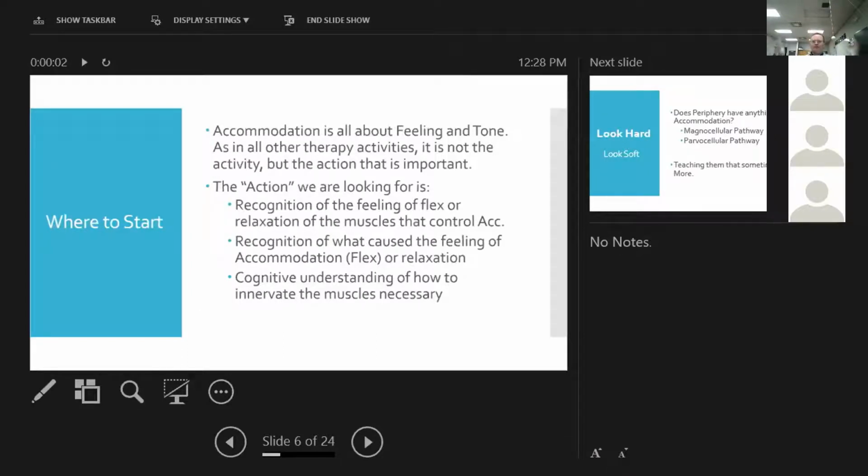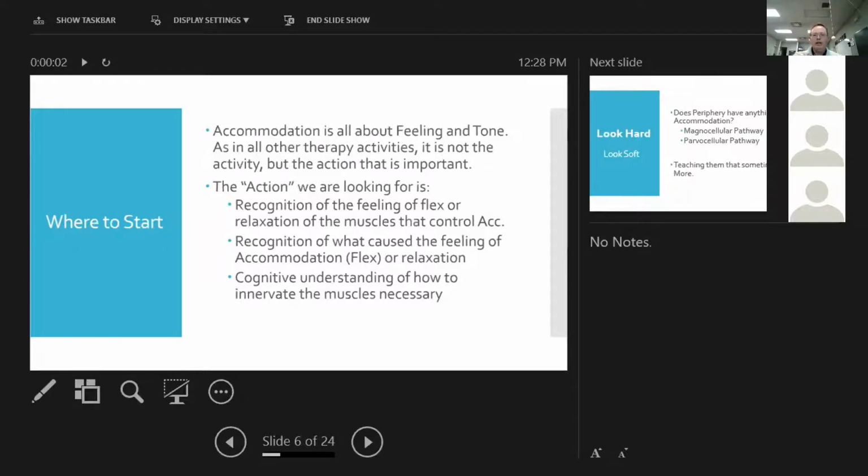So where do we start? How do we start on this road to give them a better accommodative system? In my opinion, accommodation is all about the feeling and tone, okay? As in all therapy activities, it's not the activity, but the action that is important. So the action that we're looking for in accommodation, okay, is these things.